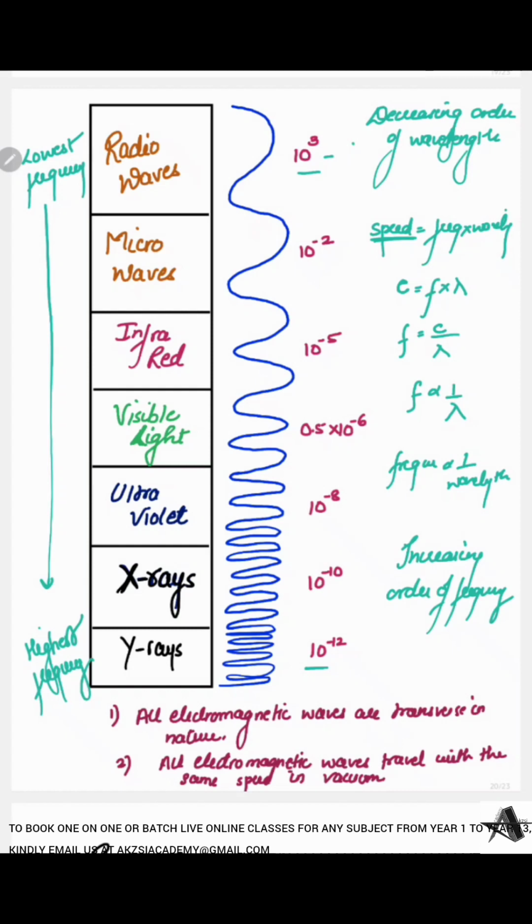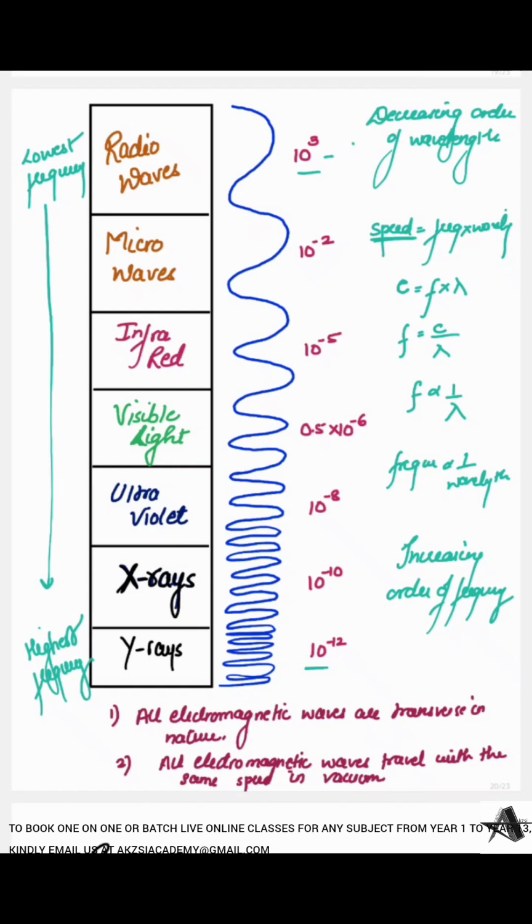So the two common properties of electromagnetic waves are they all are transverse in nature. We have studied this when I was explaining waves. What are transverse waves? The transverse waves are the waves in which the particles move up and down, and basically the direction of particle motion is perpendicular to the direction of the wave motion. So such kinds of waves are transverse, and all the electromagnetic waves are transverse in nature.